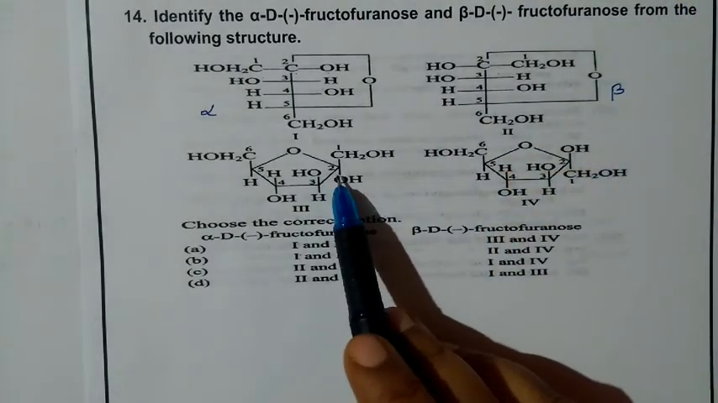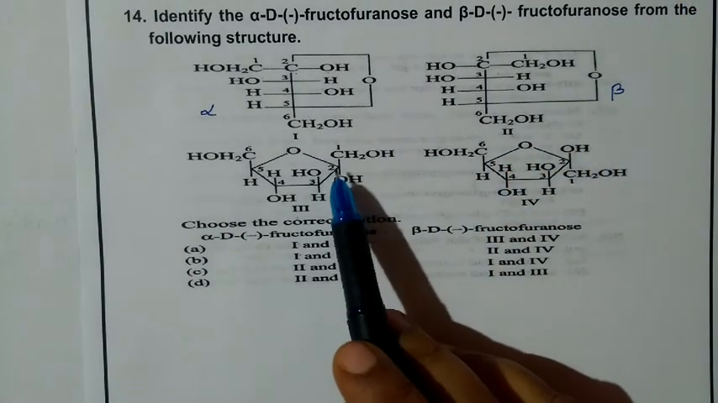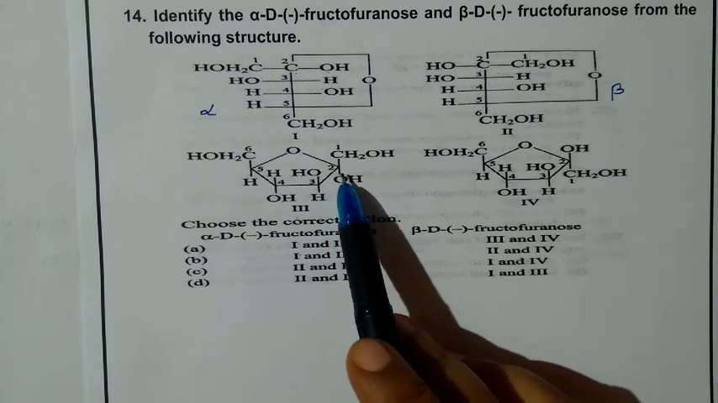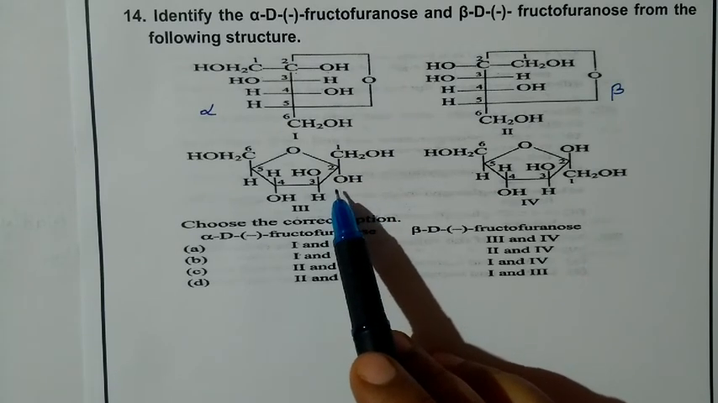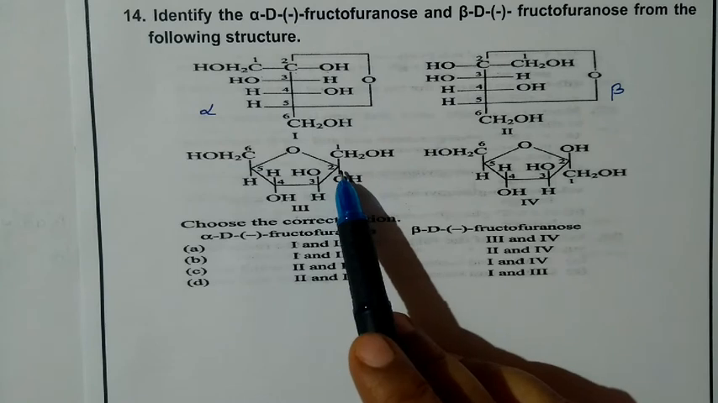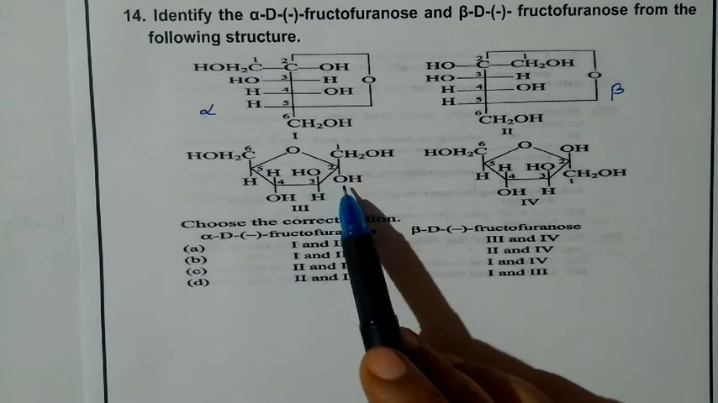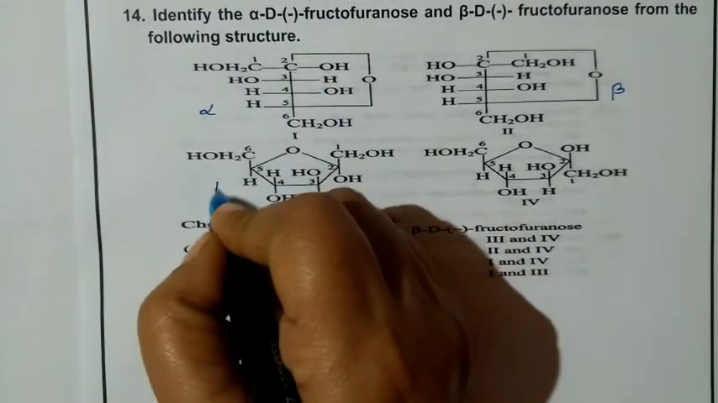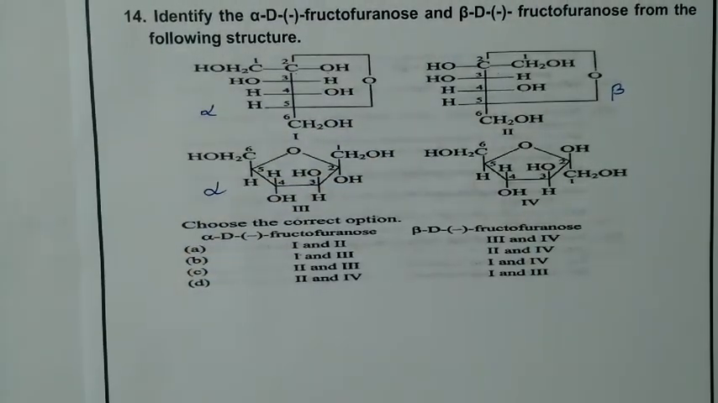So observe here, the second carbon OH is downward. Downward means it should be on the right side. I hope it is clear. If the OH is downward, that indicates that it is present on the right side. If it is on the right side, we can say that it is also an alpha.